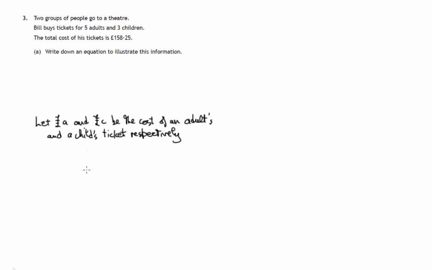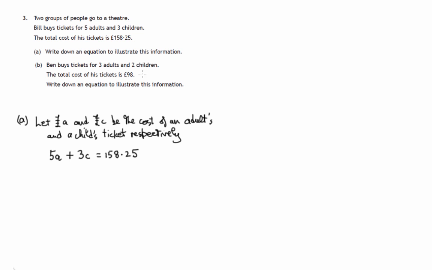ticket. So 5 adult tickets are bought, 5 lots of A pounds is spent, 5 times A. And then onto that we have to add the cost of the child's tickets. That's 3 lots of C pounds. Total cost £158.25. So that's the first equation. That's part A. Very important that you explain what the letters mean that you're using.